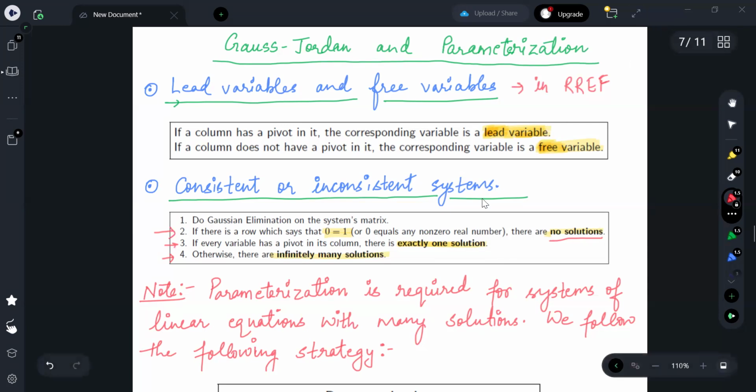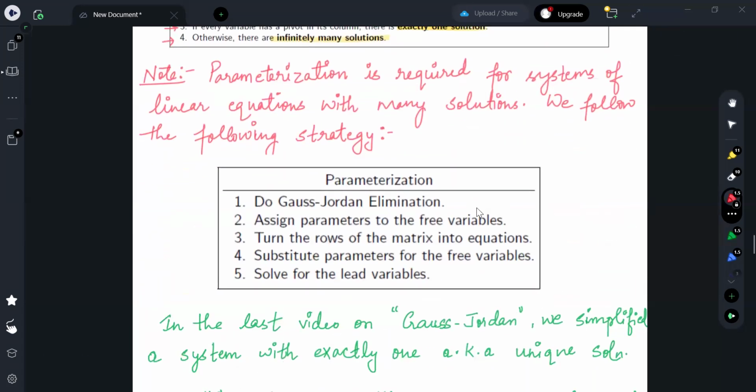To introduce parameters, we follow the following steps. So we need to do Gauss-Jordan elimination. This is to reduce calculation, unnecessary fractions, and hassle at the end. Once you have done the Gauss-Jordan elimination and you know that you will need to introduce parameters, we look for the free variables and assign our parameters to the free variables. Then we turn the rows of the matrix into equations and substitute. Let's follow steps 3 to 5 in our next example.